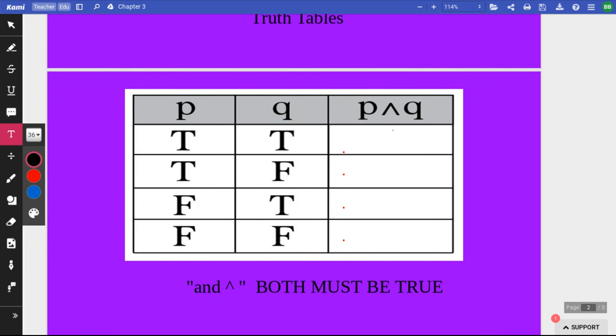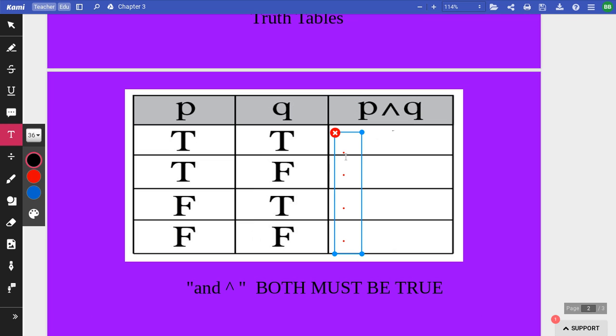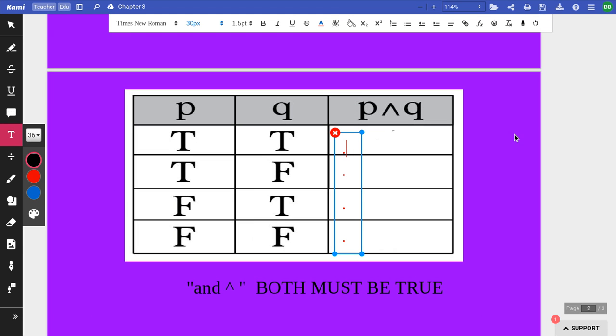So here's one right here. We have P could be true, true, false, false. Q can be true, false, true, false. This is how we typically look at truth tables. And we're going to start off with an and. We have to make sure we understand that both must be true to have a true truth table. So here we have P and Q are true.